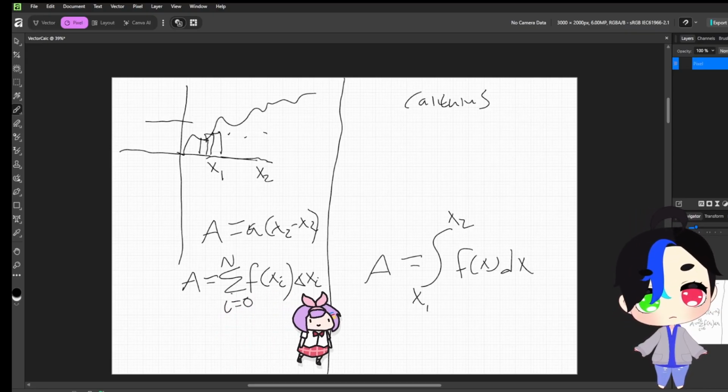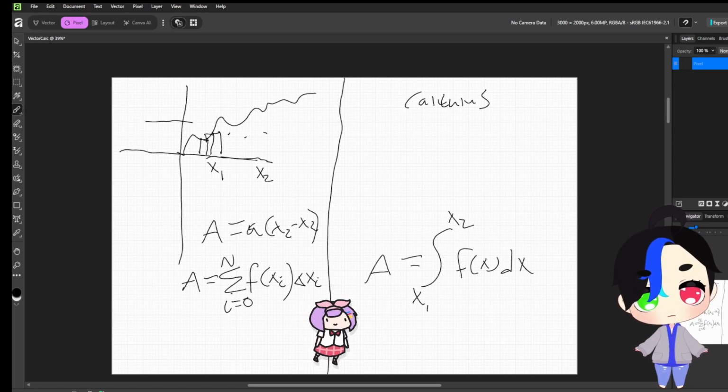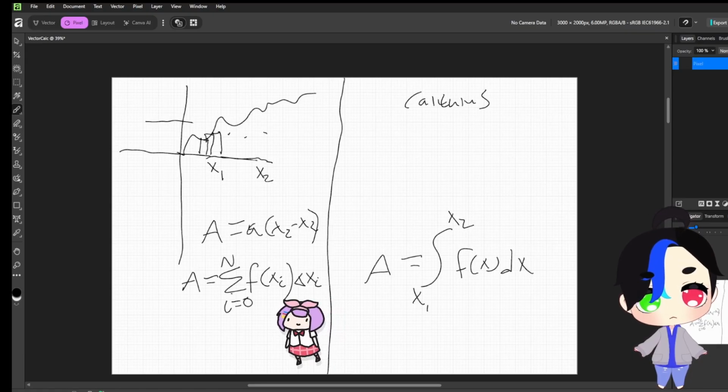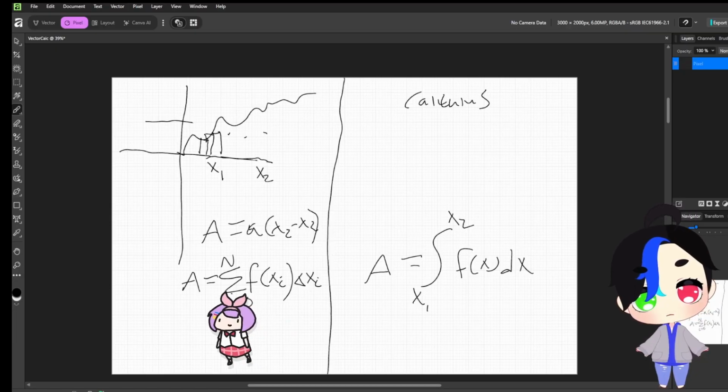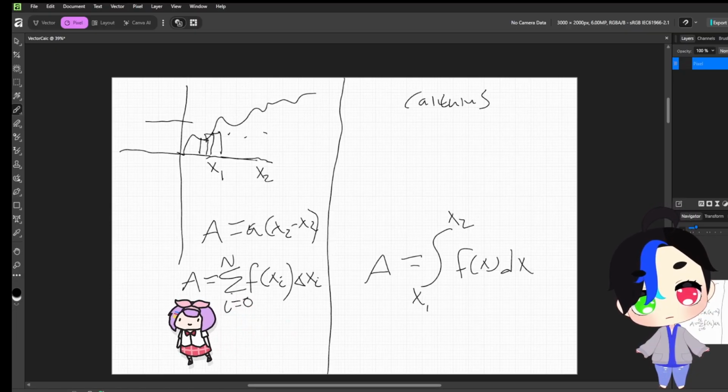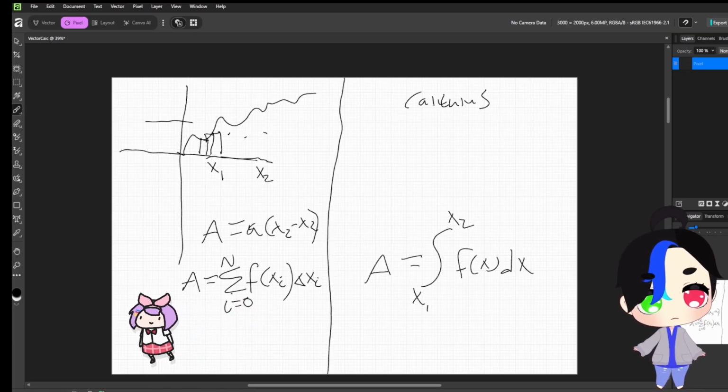So again, don't focus too much on how to actually calculate these things. The important part is if you want to know the instantaneous rate of change of something, you take a derivative. You want to know the area under some curve, you take an integral. So yeah.